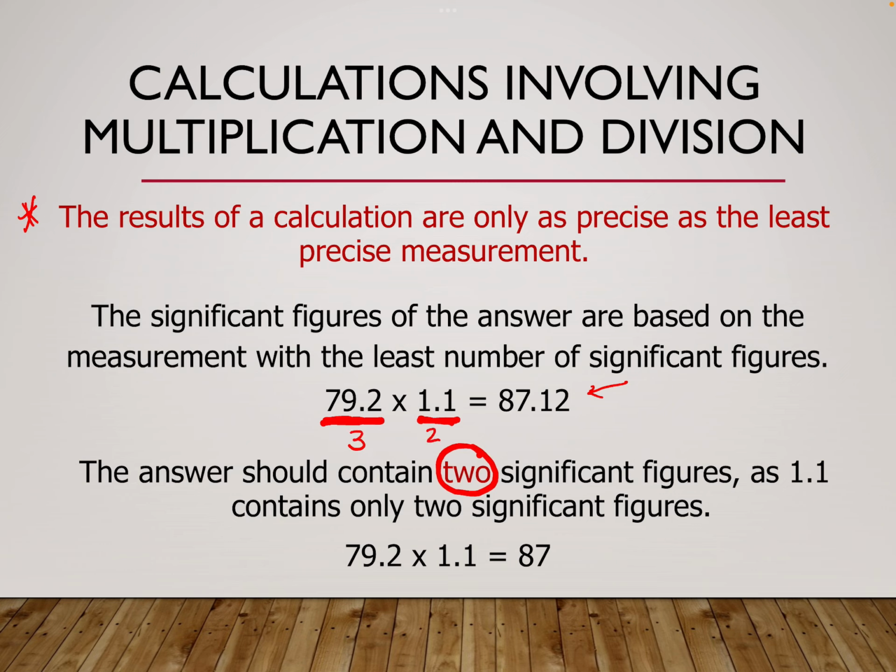Okay, so when we're doing multiplication and division, we're going to look at the number of significant figures in the numbers being multiplied or divided. So this one has 3, this one has 2, and we're going to look at the number that's smaller. Okay, so since this number has 2 significant figures, our answer has to be rounded to 2 significant figures. Our answer needs to match the precision of our least precise measurement.